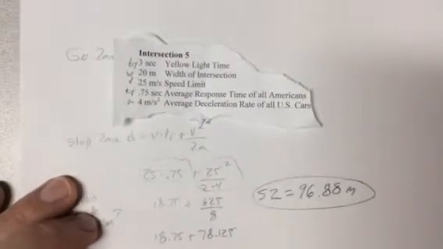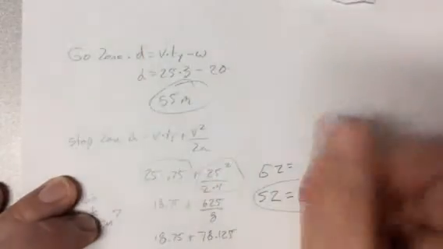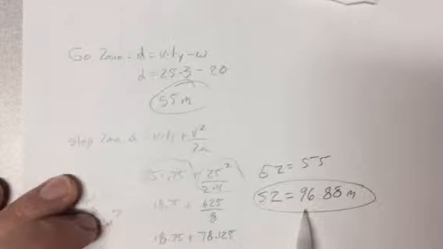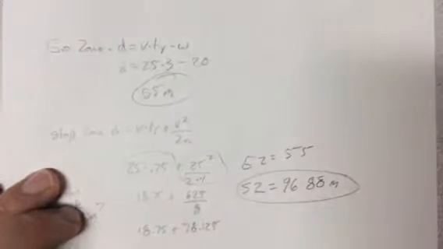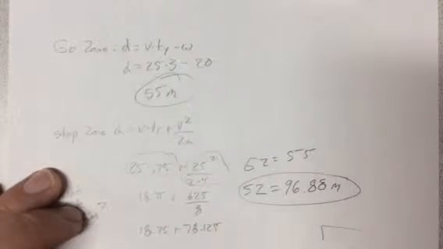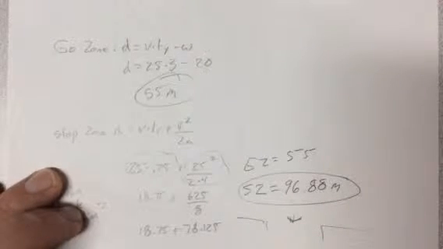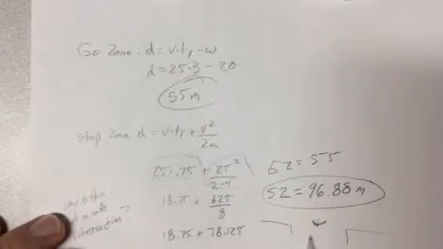Okay, so is this safe? Well, our go zone was, let's look up here, we had 55. Our stop zone is 96.88. So it looks like there's a big gap here. So the go zone only went back, let's say, this far, and then the stop zone started up here. Well, I have a big gap right here. I have the you're screwed zone. You can't stop, you can't go. This is not a safe intersection because there's not an overlap. Okay, so let's fix it.